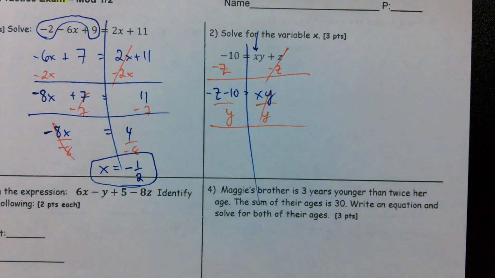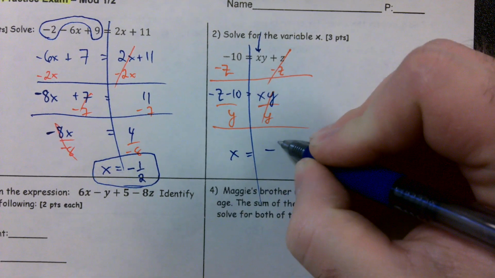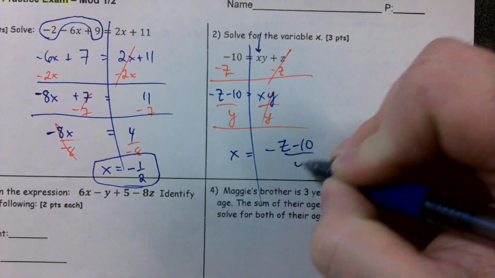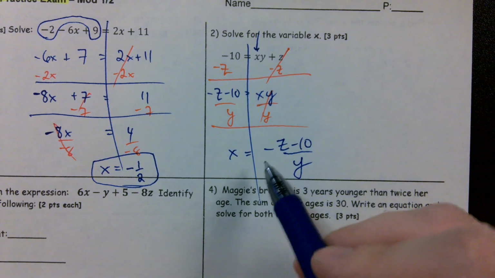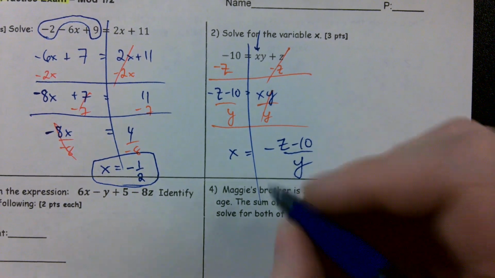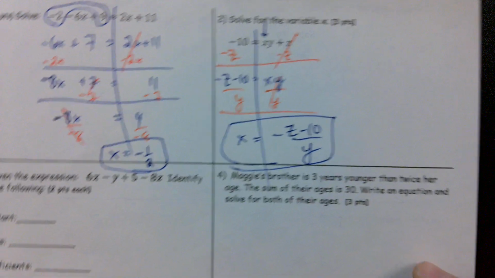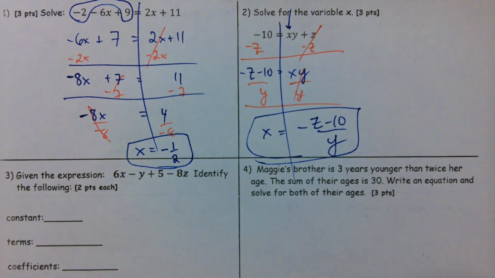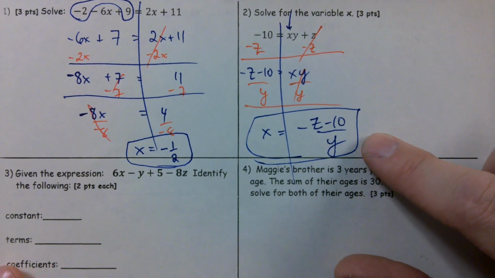Is there anything I can simplify on the left-hand side? Nope. So we get negative z minus 10 over y. It's not the prettiest answer, but x is all by itself, and that's what we want. Okay, anybody get anything different for number 2?